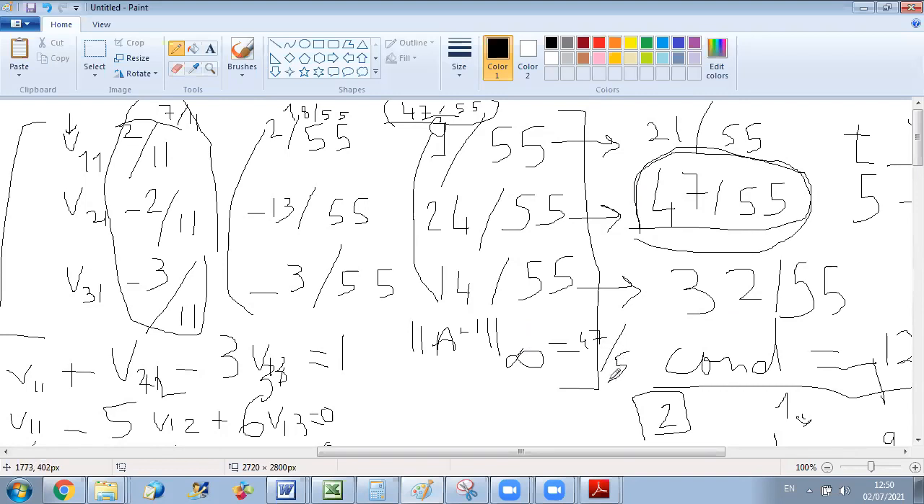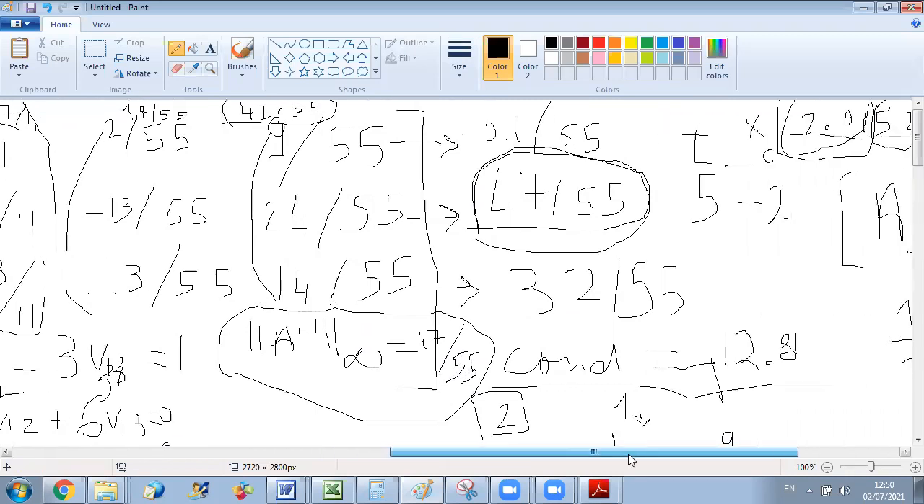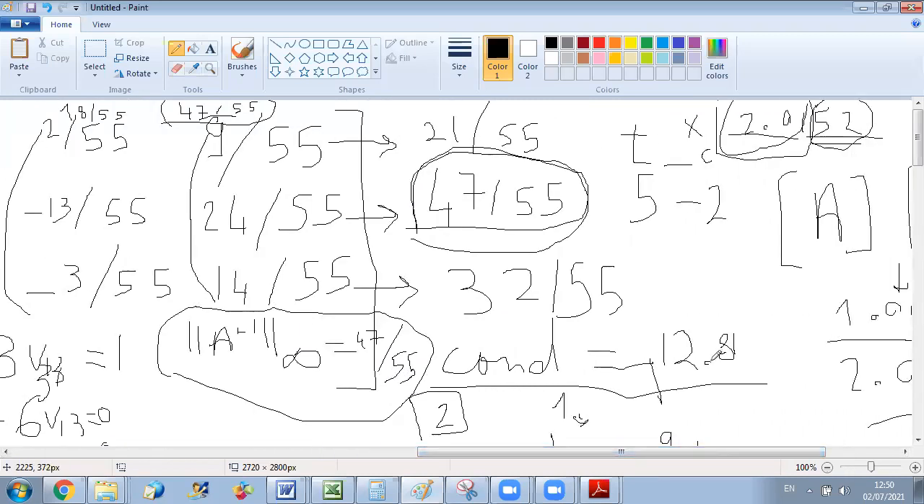And now all I have to do to find the condition number of my matrix A is to multiply the norm of A minus 1 times the norm of A, and then I will get 12.81. This means that what is the index of this? How can it help me? This will give me the degree of illness of my matrix. What do I mean by degree of illness?